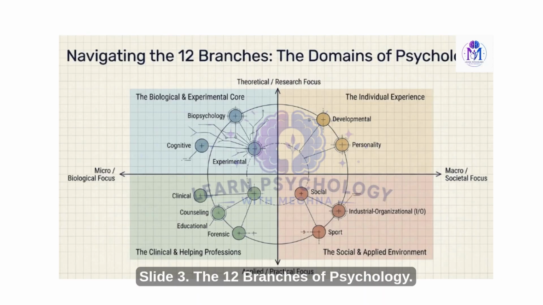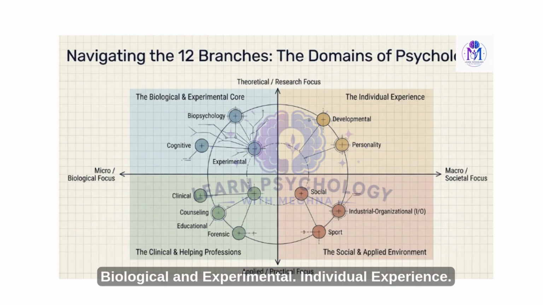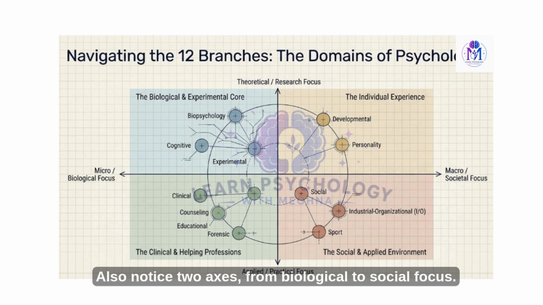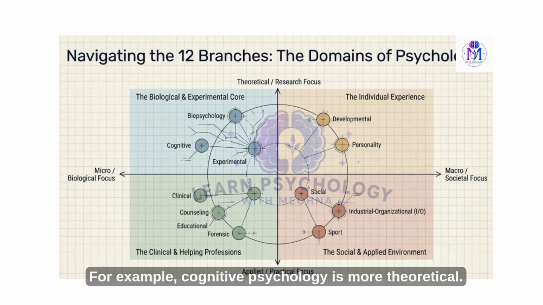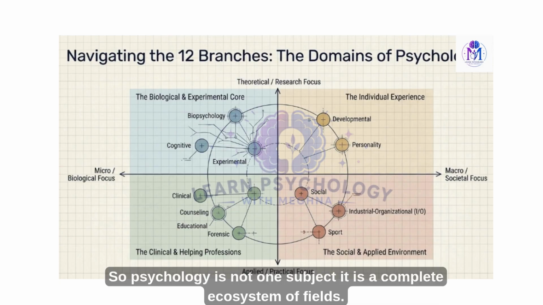Slide 3. The 12 branches of psychology. This diagram shows how psychology is divided into 4 major domains: biological and experimental, individual experience, social and applied, clinical and helping professions. Also notice 2 axes, from biological to social focus, from theoretical to applied focus. This helps us understand. Some fields focus on research. Some focus on real-life application. For example, cognitive psychology is more theoretical. Clinical psychology is more applied. So psychology is not one subject, it is a complete ecosystem of fields.